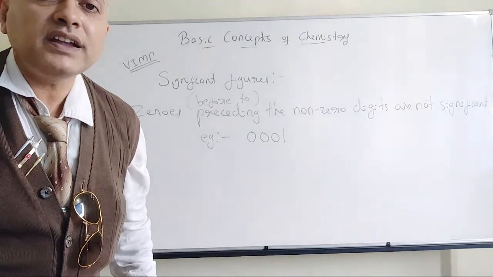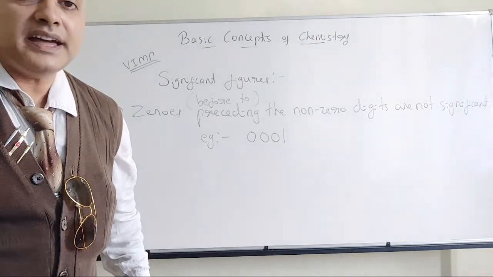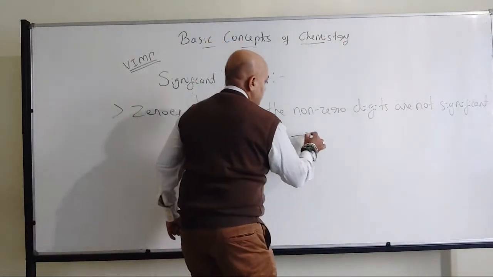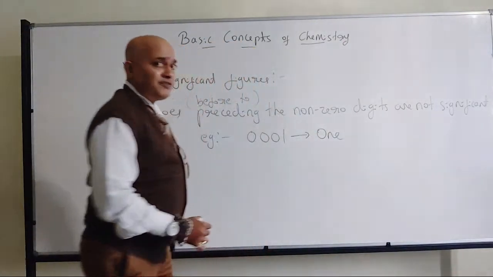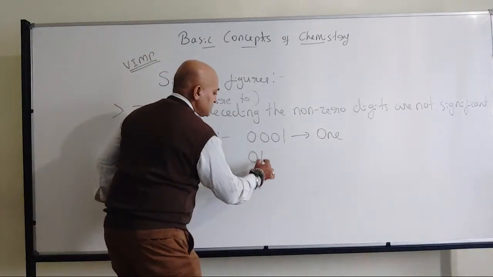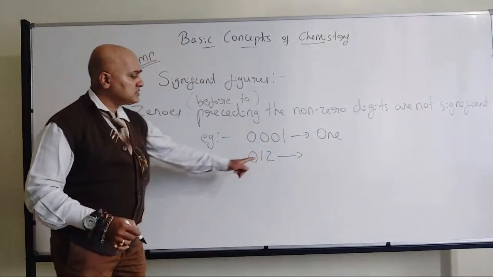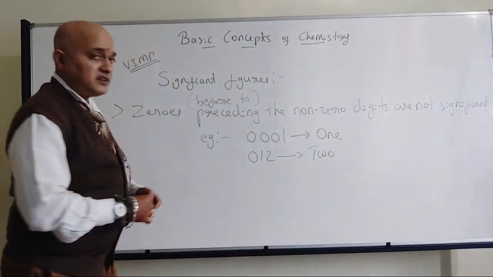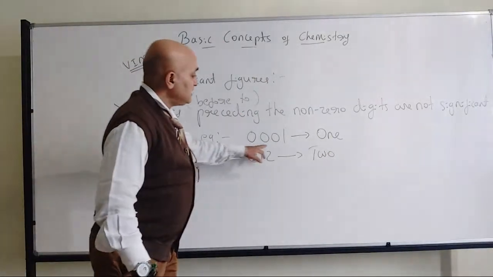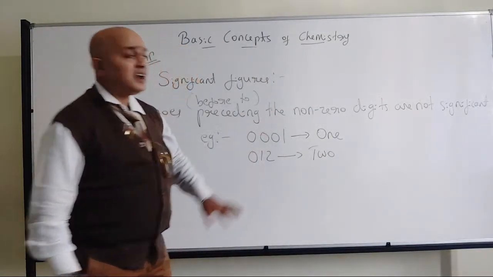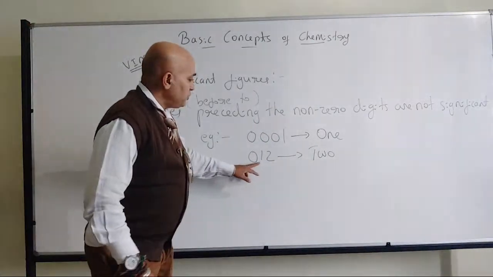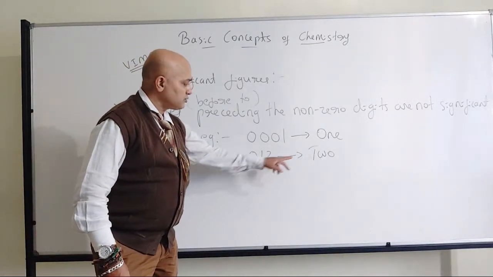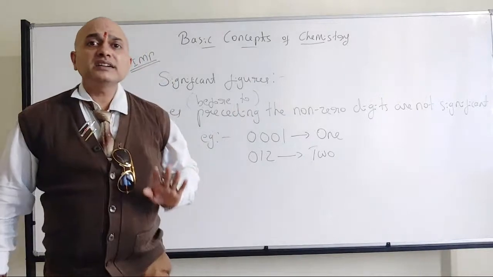012. There are significant figures, Stefan. In this case, how many significant figures will be there? Yes, 1. It will be having 1 significant figure. As Stephen has written 012, yes, there is a non-zero digit, so it will have 2 significant figures. What I mean to tell here is zeros before the non-zero digits are not significant. Therefore, we will consider only these 2.